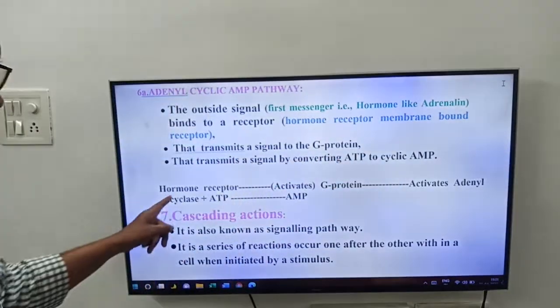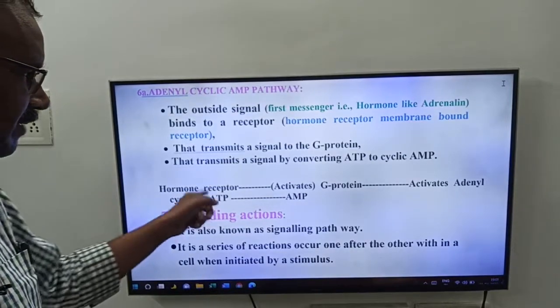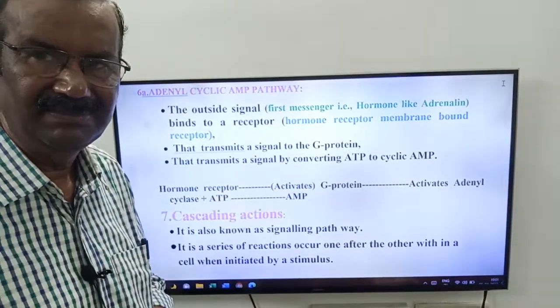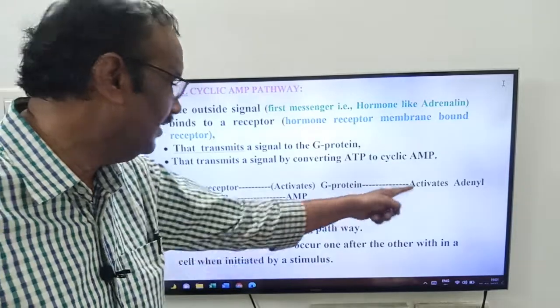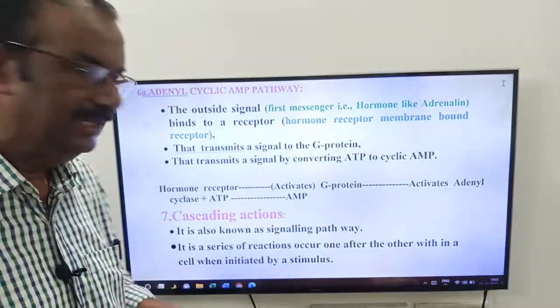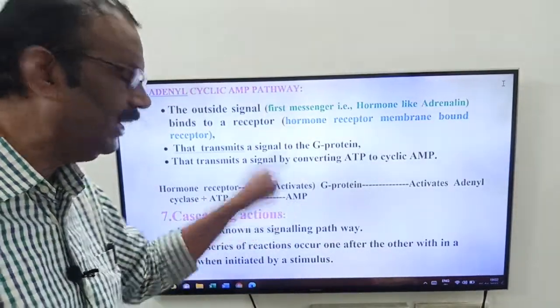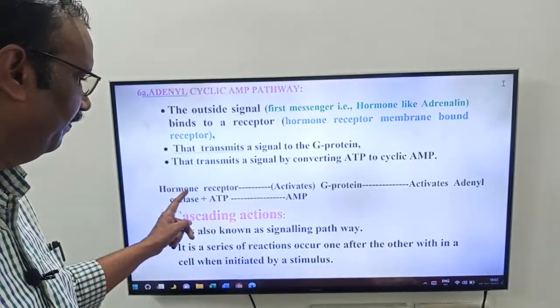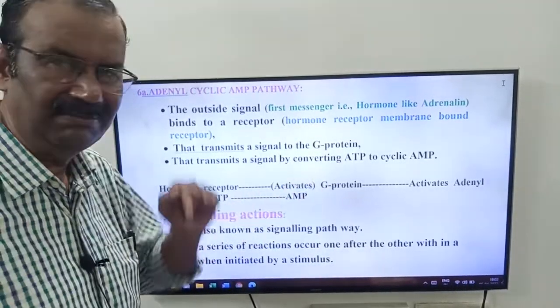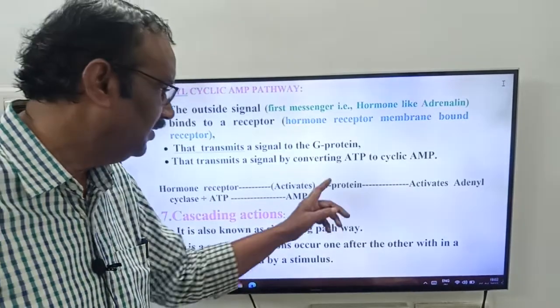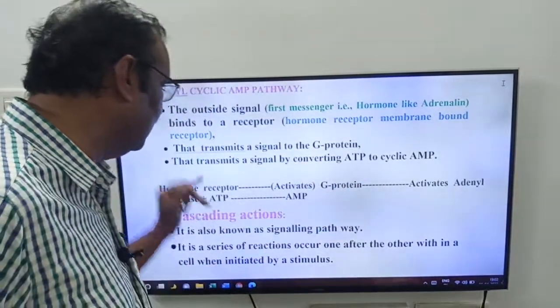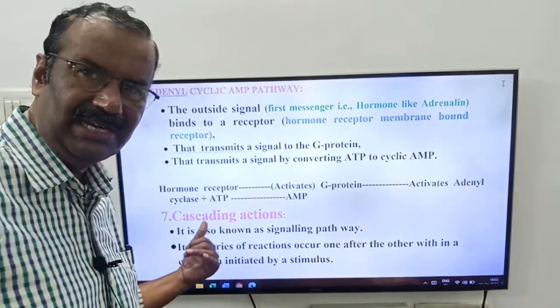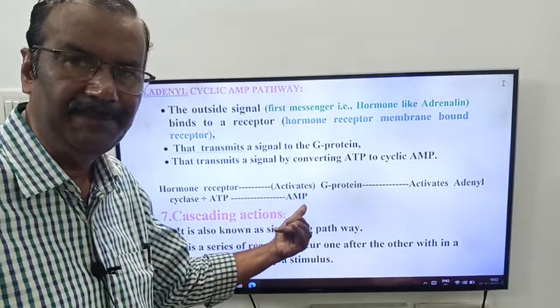See here, friends, the hormone receptor activates the G protein. The G protein activates adenylyl cyclase. This adenylyl cyclase converts ATP into cyclic AMP. Once again, friends, the hormone receptor activates the G protein, the G protein activates adenylyl cyclase, and this adenylyl cyclase converts ATP into cyclic AMP.